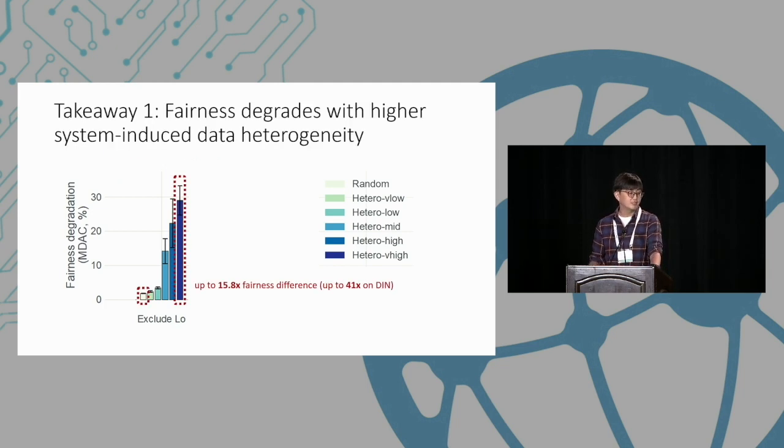What you can immediately see from the bars is that even if it's the same optimization, depending on the level of the system-induced data heterogeneity the dataset has, the fairness implication can be very different. We saw up to 15.8 times fairness difference in this particular example, and for some other cases, we've seen up to 41 times fairness difference. So this implies that if you assume no system-induced data heterogeneity in your evaluation, just like what prior work did, you can mispredict the real fairness impact. You can downplay the fairness impact by up to 16 to 41 times.